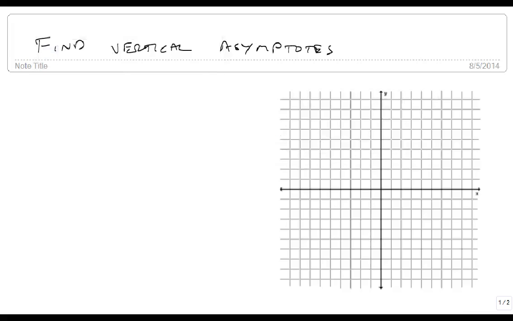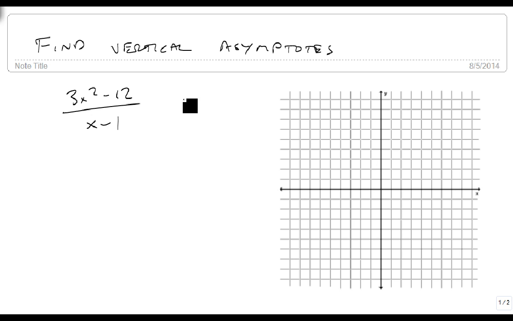We're now going to talk about vertical asymptotes and how we find them. So remember, a vertical asymptote is a line that the graph never crosses, and the vertical says it's straight up and down. So let's look at our problem from earlier, from the last video.